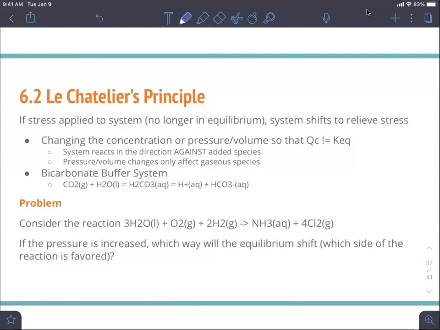You can also change pressure and volume, but just remember that these only affect gaseous species. The reason is that if you think about a solid or a liquid, if you try to compress it, the volume doesn't change. That's one of the characteristics of liquids and solids. You can do this right now: if you have your phone next to you, pick it up and try to squeeze it. You can't change the volume, right? No matter how much pressure you add. And so that's why pressure and volume changes only affect gaseous species.